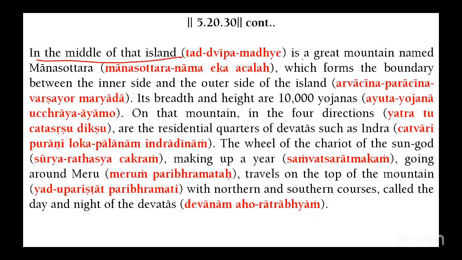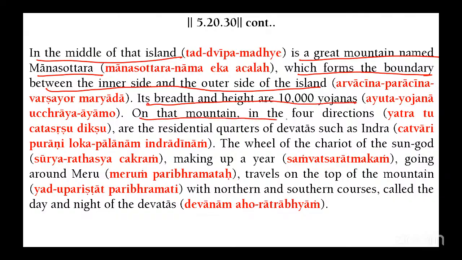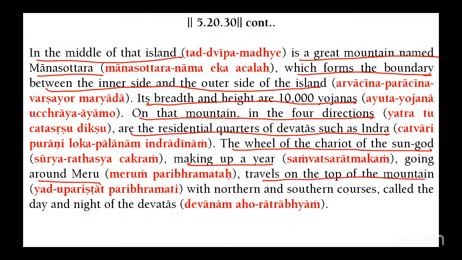In the middle of that island is a great mountain named Manasottara, which forms the boundary between the inner side and the outer side of the island. Its breadth and height are 10,000 yojanas. On that mountain in the four directions are the residential quarters of the devatas such as Indra. The wheel of the chariot of the sun god, making up a year, going around Meru, travels on the top of the mountain with northern and southern courses called the day and night of the devatas.